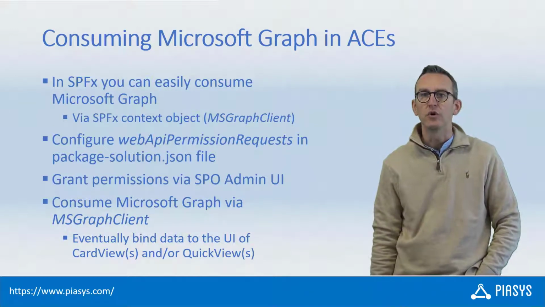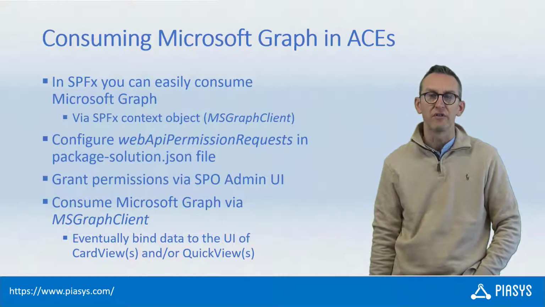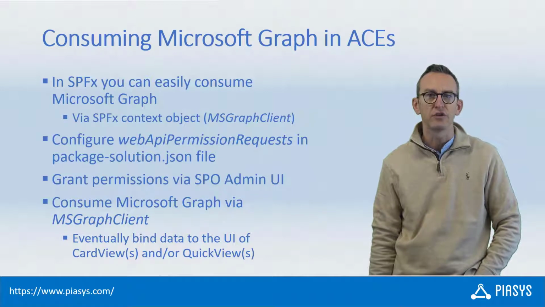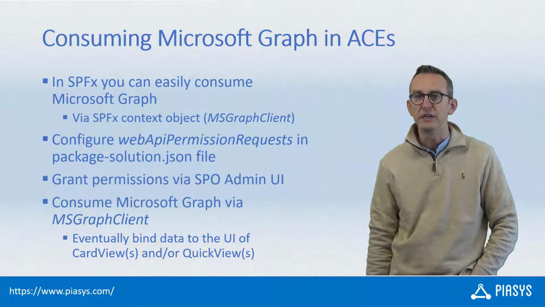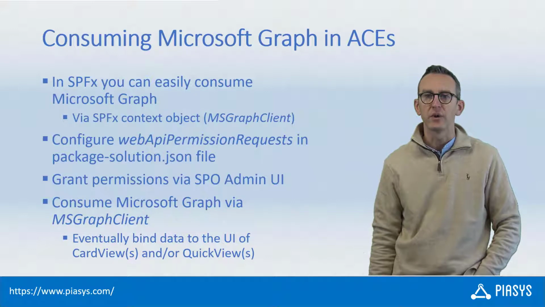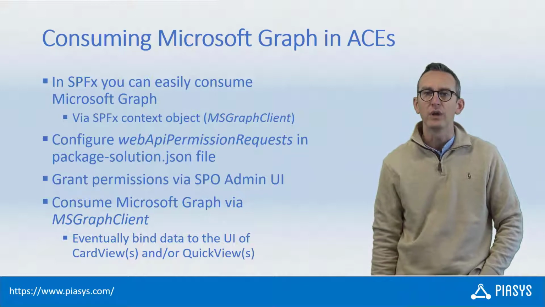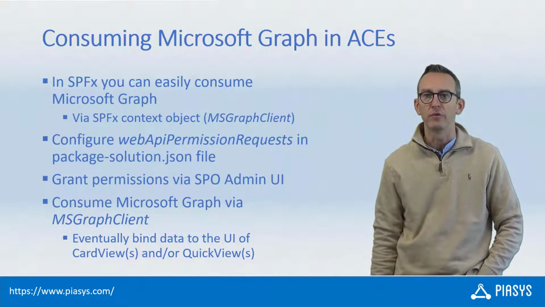In order to consume Microsoft Graph, you simply need to create an instance of the MS Graph client object. You need to configure in the package-solution.json file the Web API permission requests that you need in order to consume the API that you want to target. And you will have to grant those permission requests using the API access page of the SharePoint Online Admin Center once you have published the SPFx file of your SharePoint Framework solution.